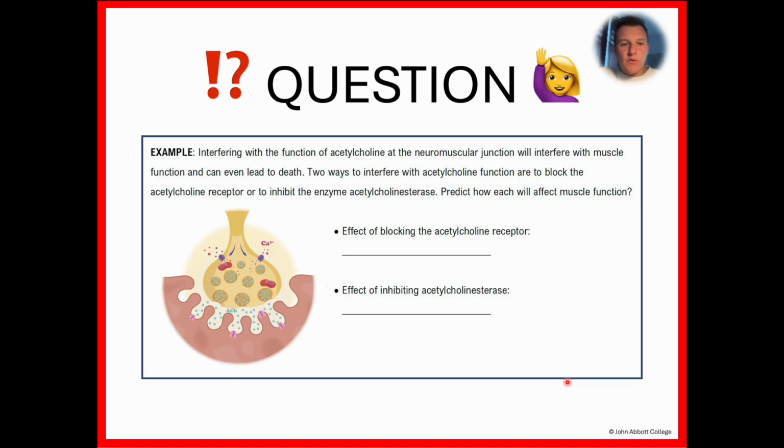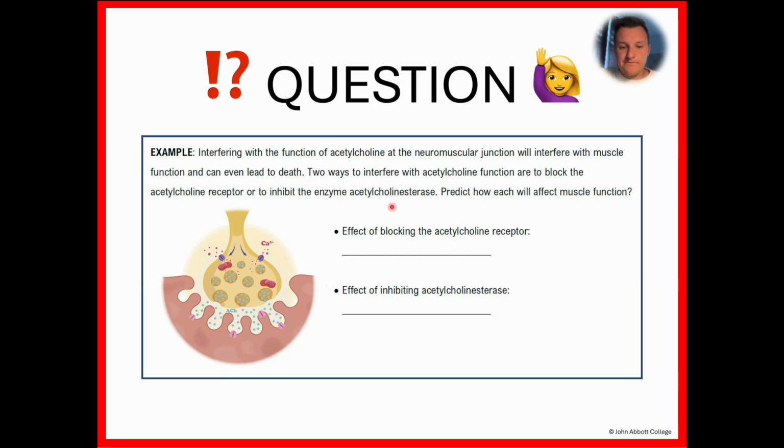All right, so in this question, it asks: interfering with the function of acetylcholine at the NMJ will interfere with muscle function and can lead to death. Two ways to interfere with acetylcholine function are to block acetylcholine receptors or to inhibit the enzyme acetylcholinesterase. Predict how each will affect muscle function. So I'll let you pause your video and try to take a crack at this.